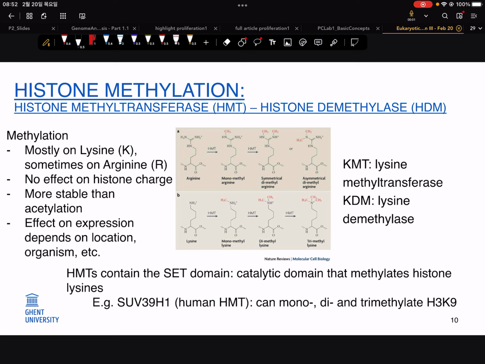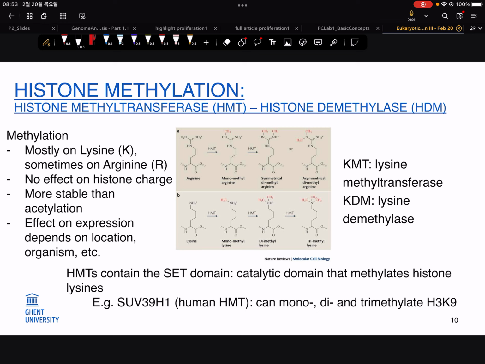But some people tend to not keep to the consensus. They do stay with the same 3-letter abbreviation, but then suddenly they call it, instead of histone methyltransferase, KMT, and that stands for lysine methyltransferase. The K, the 1-letter code of the amino acids, K stands for lysine. So if it's specifically a lysine methyltransferase, they call those enzymes KMT and KDM for the lysine demethylase. So that's a subgroup of the histone methyltransferase that specifically works only on lysine.